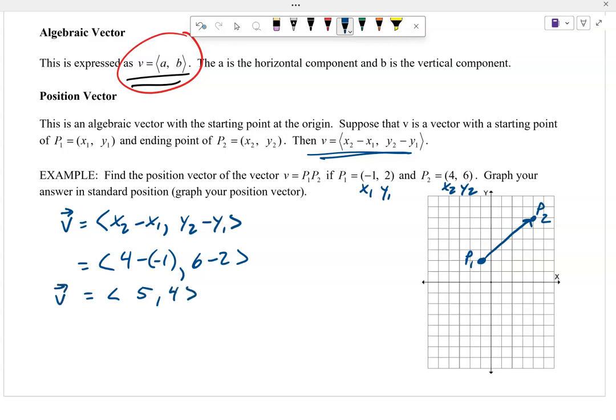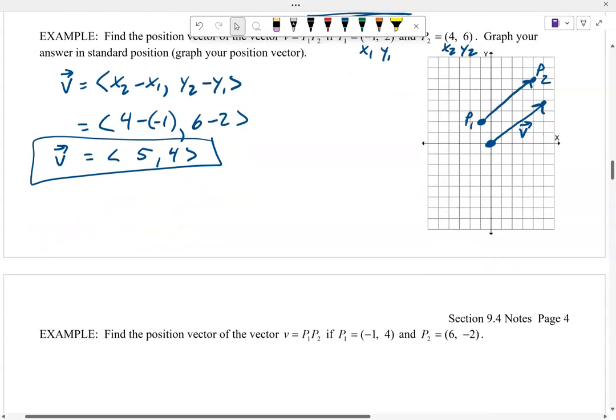Well, if I plot 5, 4, 1, 2, 3, 4, 5. You see how there's my position vector that starts at the origin and then hits that spot of 5, 4. So these are equivalent vectors, but that one's the position vector displayed there on the graph. Okay.